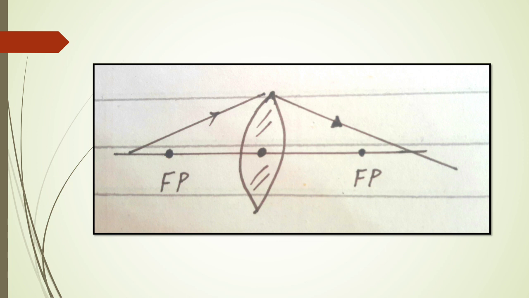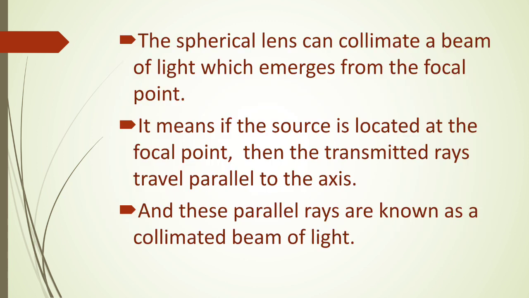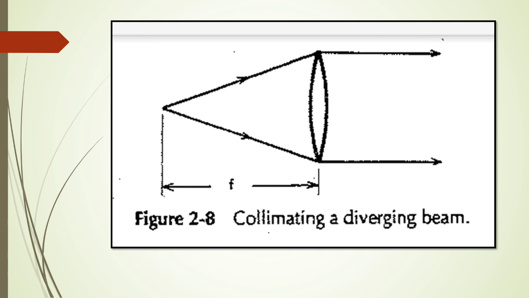This is another important principle. We will use this principle in the upcoming lecture. The spherical lens can collimate a beam of light which emerges from the focal point. It means if the source is located at the focal point, then the transmitted rays travel parallel to the axis. And these parallel rays are known as collimated beam of light.